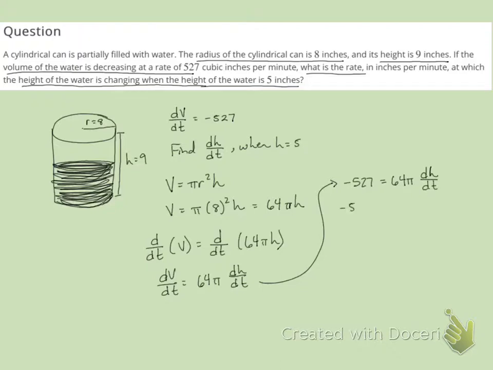So if we divide both sides by the 64 pi, we will have our dH/dt. And I think you can leave it like this and just say that dH/dt is negative 527 over 64 pi inches per minute.